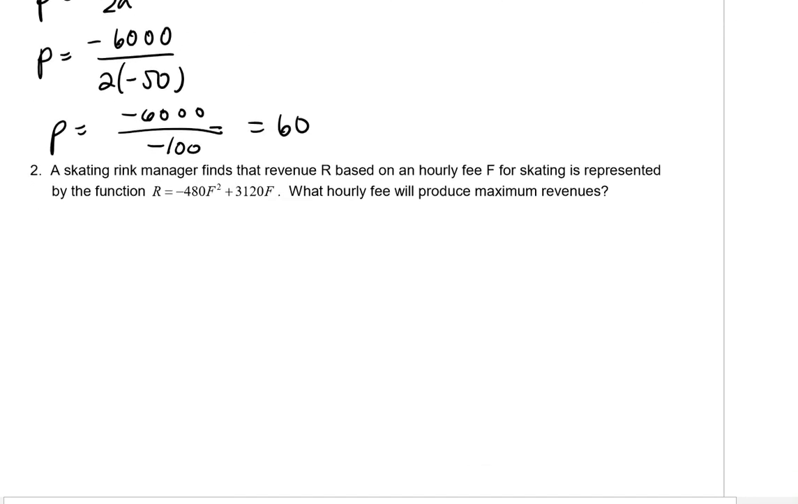A skating rink manager finds that the revenue R based on an hourly fee for skating is represented by the function R equals negative 480 f squared plus 3,120 f. What hourly fee will produce the maximum revenue? Okay. So this is the fee. So this is looking for the x-coordinate of the vertex.